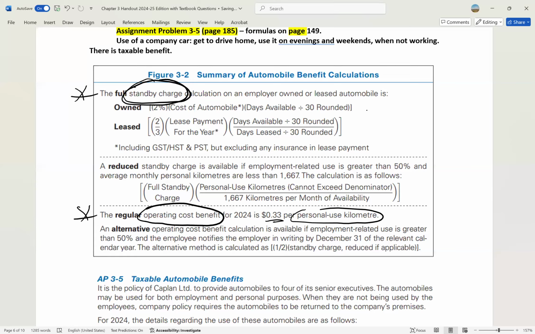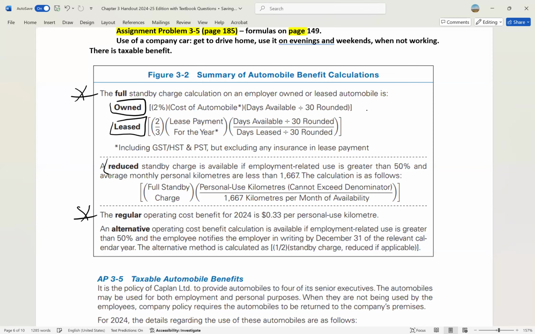So how do we calculate these amounts? Well, for the standby charge up above, there's two formulas. If the company owns the car, we use this formula. If the company leases the car, we use this one. And once again, this is only done if you get to take the car home with you and there's the ability for you to use it on evenings and weekends on your own personal errands. But what if you do get to take the car home, but you don't use it at all, or you use it very little?